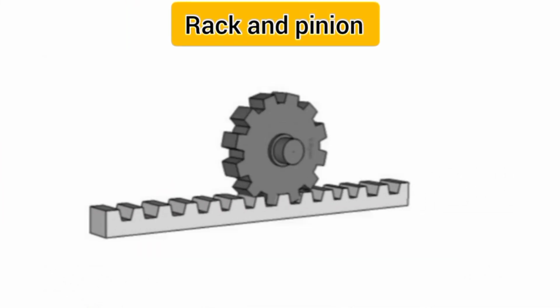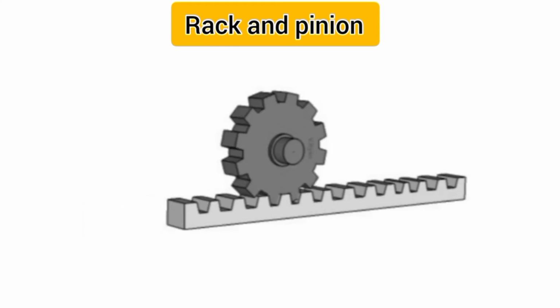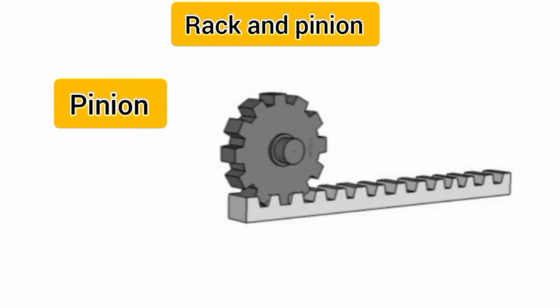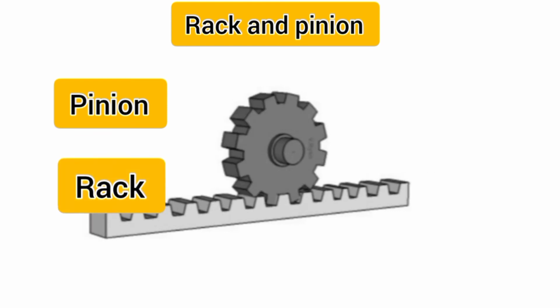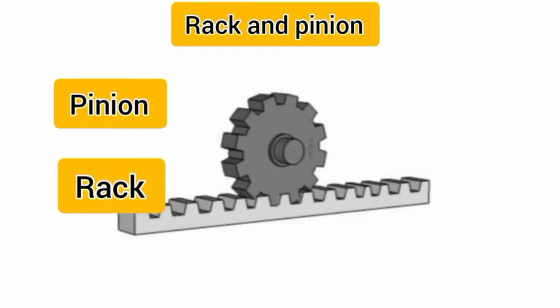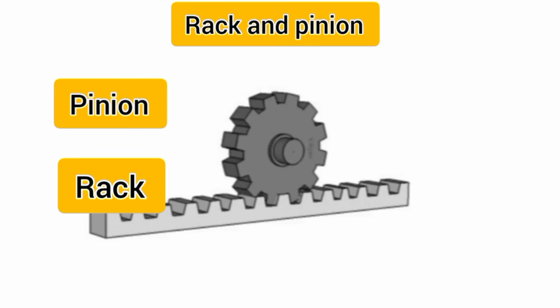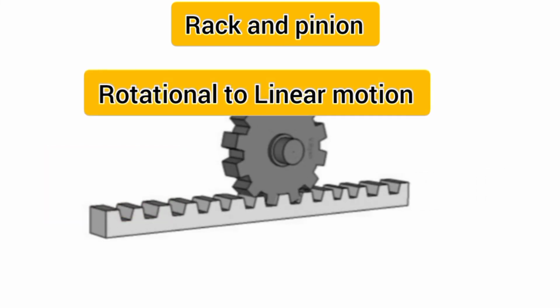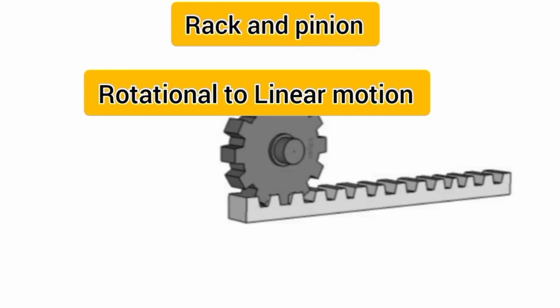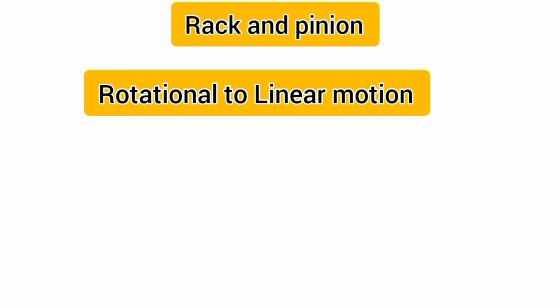Rack and pinion. It consists of two parts, the pinion, which is a circular gear, and the rack, which is actually a linear gear. The system works by converting a rotational motion into linear motion. So where there is a need to convert rotational motion to linear motion, we use rack and pinion gears.